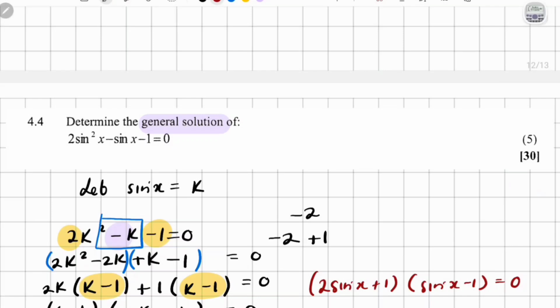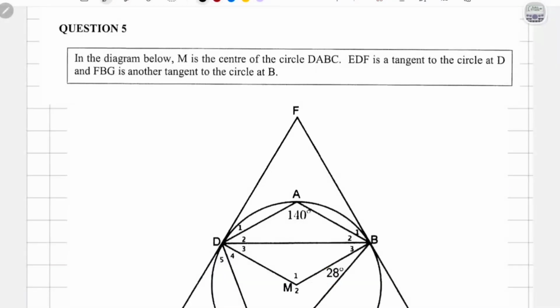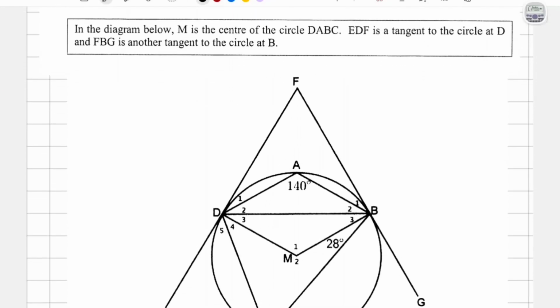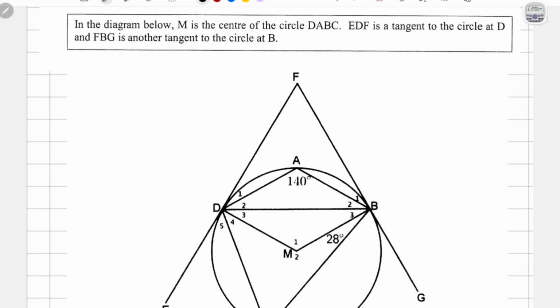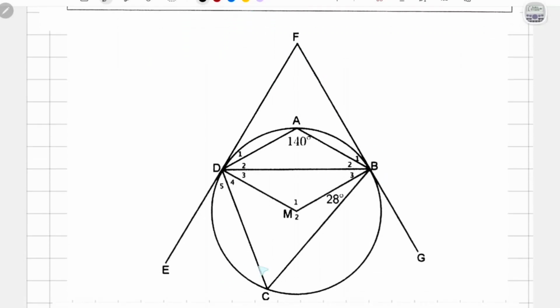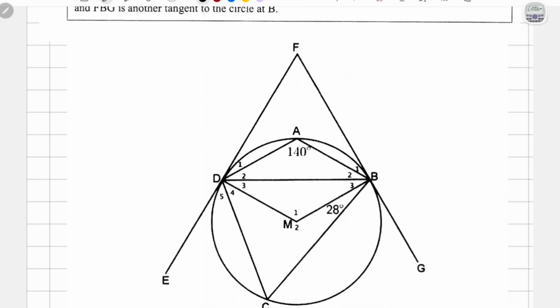We finally move on to question 5. Question 5 says, in the diagram below, M is the center of the circle DABC. Then we have EDF, a tangent to the circle at D, and FBG, another tangent to the circle at B. So we have 2 tangents to this circle. As you can see, we have an angle of 140 degrees, and we have another angle of 28 degrees.